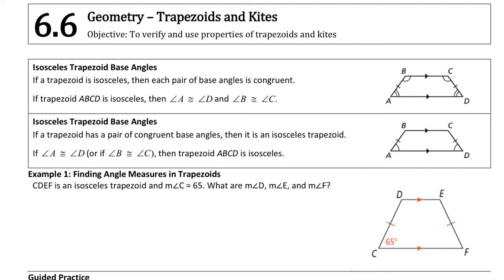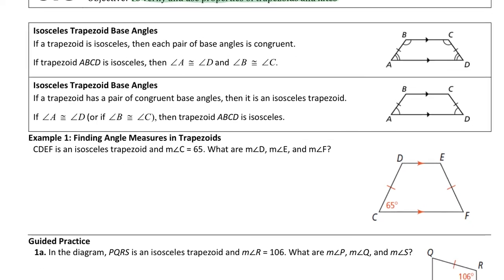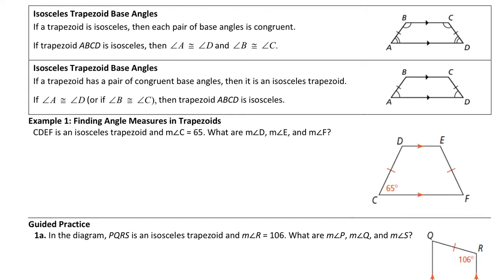All right, so in lesson 6.6, we're going to round out all of the quadrilaterals we're going to learn about. In this lesson, we're going to learn about trapezoids and kites, and we are going to verify and use properties of trapezoids and kites. Now, these are the two least common quadrilaterals you're going to come across.